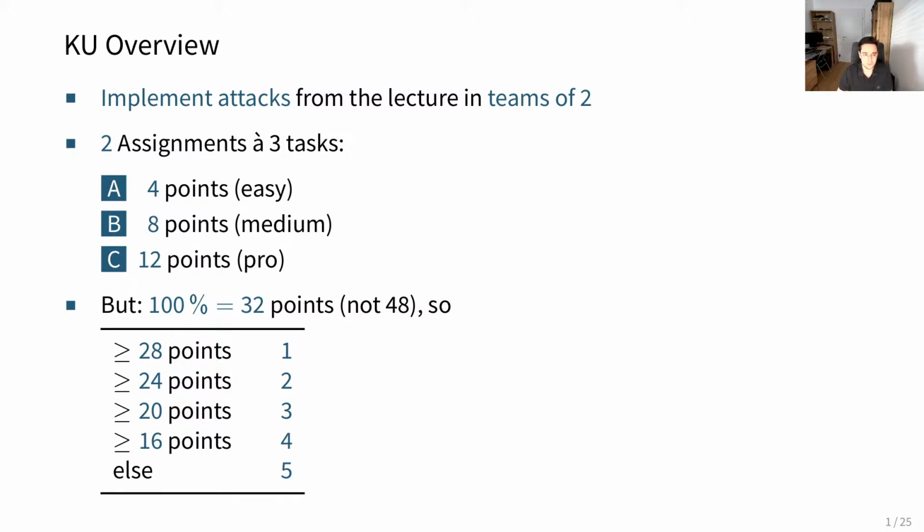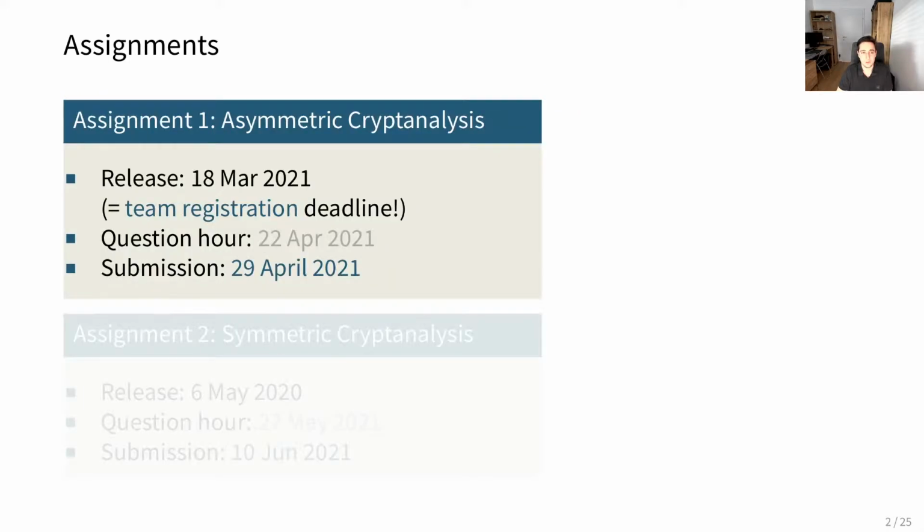Okay, so this is about the grading scheme of the assignments. The first one will be about asymmetric cryptanalysis. The release is today, and today is actually also the deadline for the team registration. So yeah, please make sure you've registered. The question hour is on the 22nd of April, and the final submission will be on the 29th of April. And I hope these dates are correct. Well, they should be because there's 21 here. But the first date I'm pretty sure is correct.